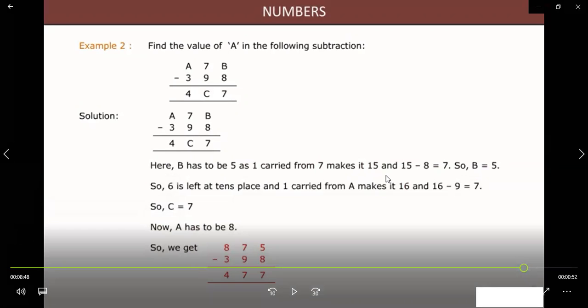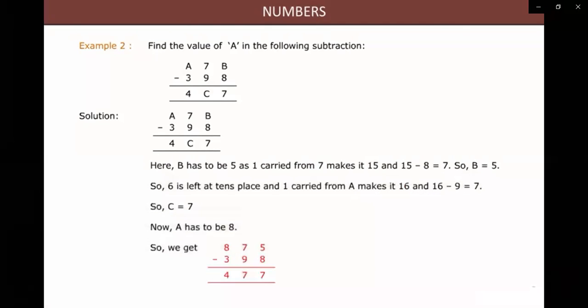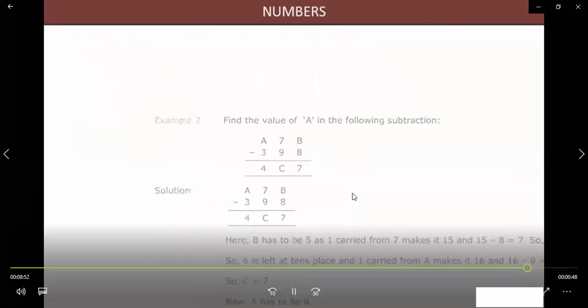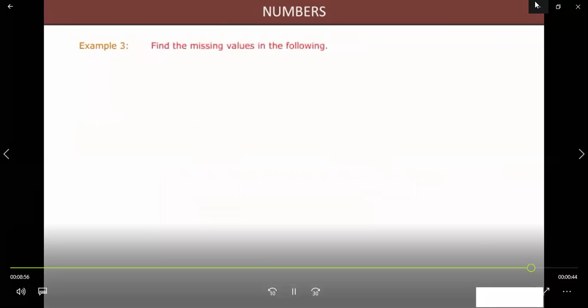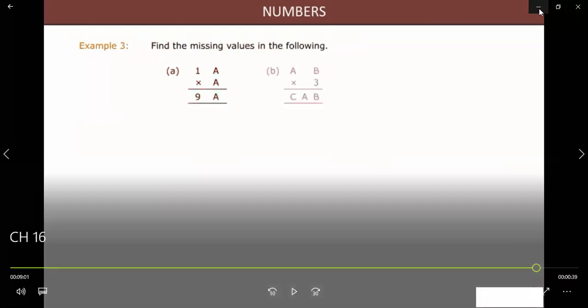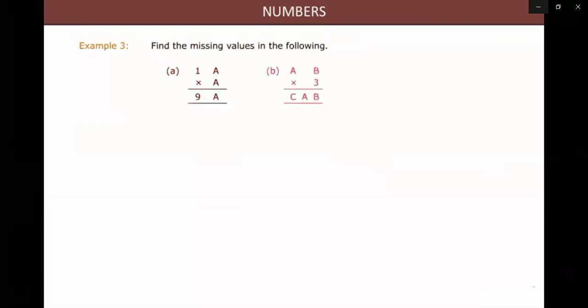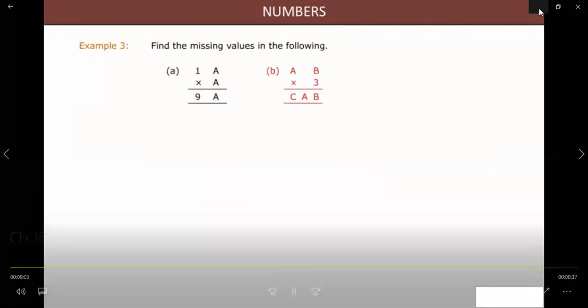You can practice some more questions of this type to get a better idea, and we'll solve some more questions in our coming Zoom sessions also. Now let's take one more example. In this third example, you have to find the value of the unknowns in the following. The first one: 1a multiplied by a is equal to 9a. What is the possible value of a in this case? You can give it a try, otherwise refer to the solution.